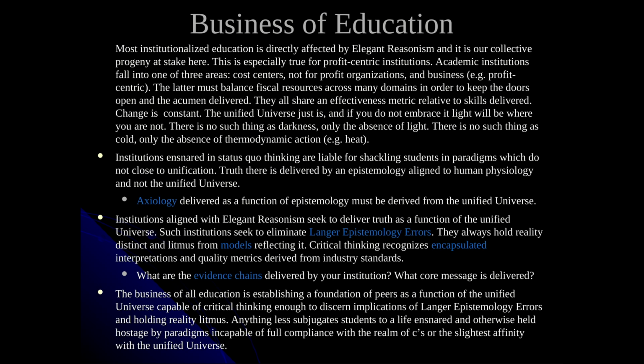There's essentially three different kinds of, or three areas where education is conducted. Academic institutions can be cost centers, they can be not-for-profit organizations, or they can be profit-centric, in order to be self-sustaining, in other words.